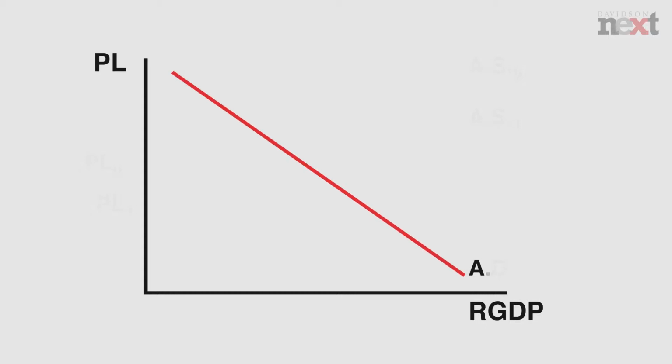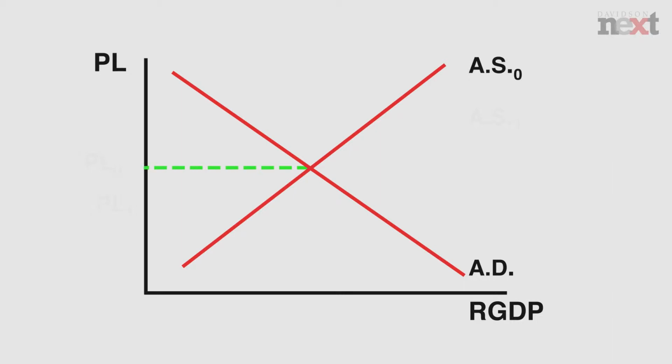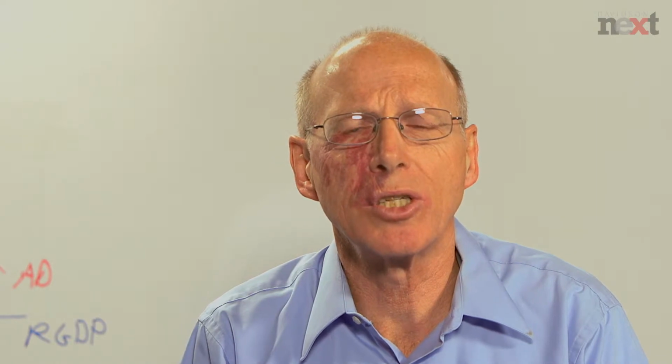So we have our downward sloping aggregate demand curve and our upward sloping aggregate supply curve. And the economy is in equilibrium at the price level PL0 and the equilibrium level of real GDP, RGDP subscript 0. And the economy experiences some sort of change that shifts the aggregate supply curve.